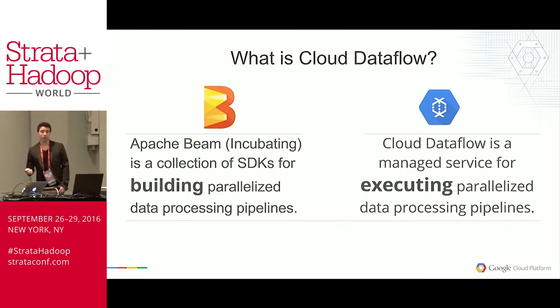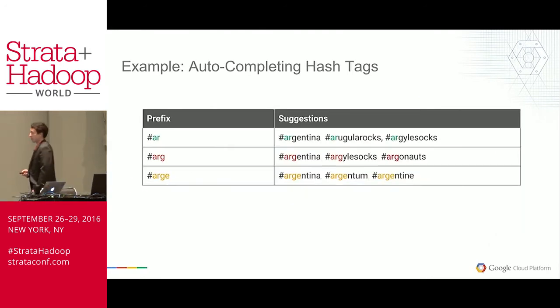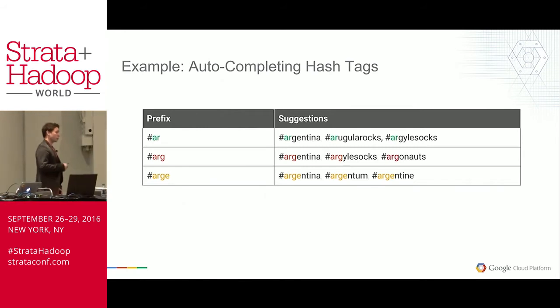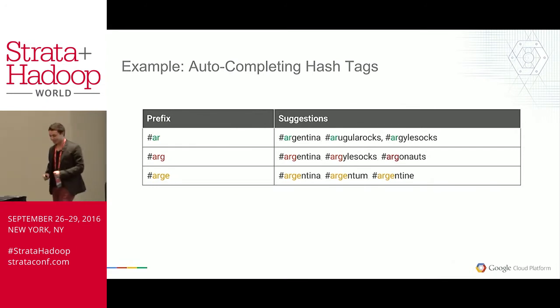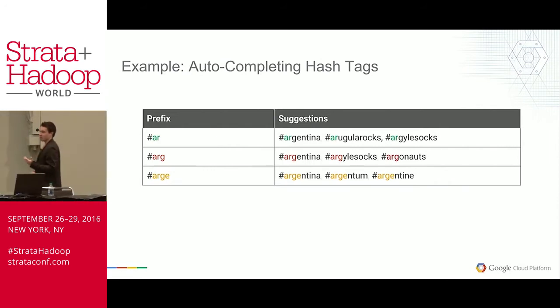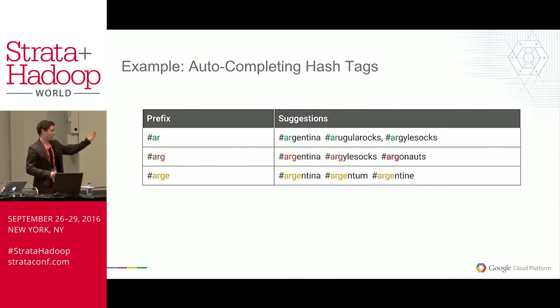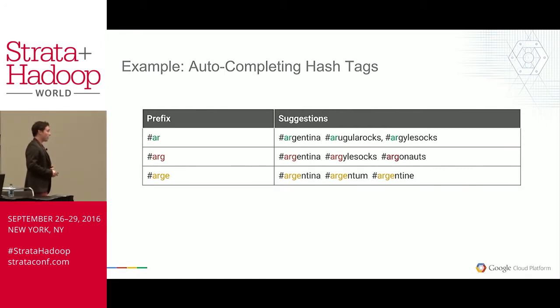So first I want to start by giving you an example of what such a pipeline might be like. The example I want to give is Twitter hashtag auto-suggestions. Let's say you start typing in a hashtag prefix such as AR, and the auto-suggestions that pop up will be something like Argentina or arugula rocks or Argyle socks. We want to answer the question of how do we build such an auto-suggest engine? How do we create a mapping, essentially, from prefixes to relevant suggestions?